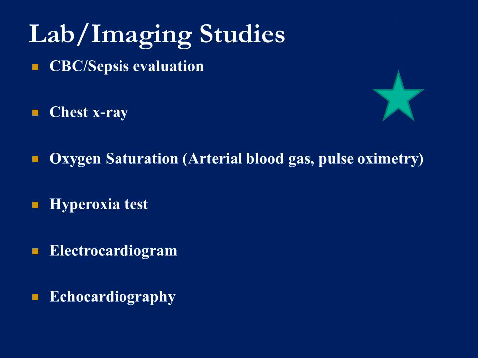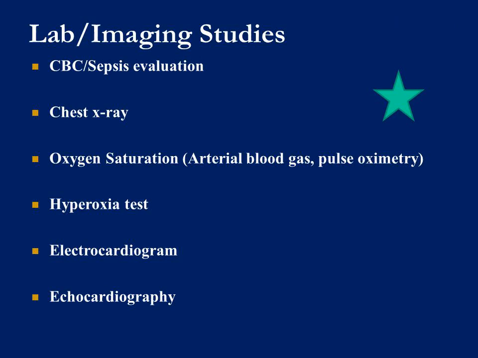Oxygen saturation, arterial blood gas, pulse oximetry. Hyperoxia test. Electrocardiogram. Echocardiography. A hyperoxia test is a test that is performed usually on an infant to determine whether the patient's cyanosis is due to lung disease or a problem with blood circulation.